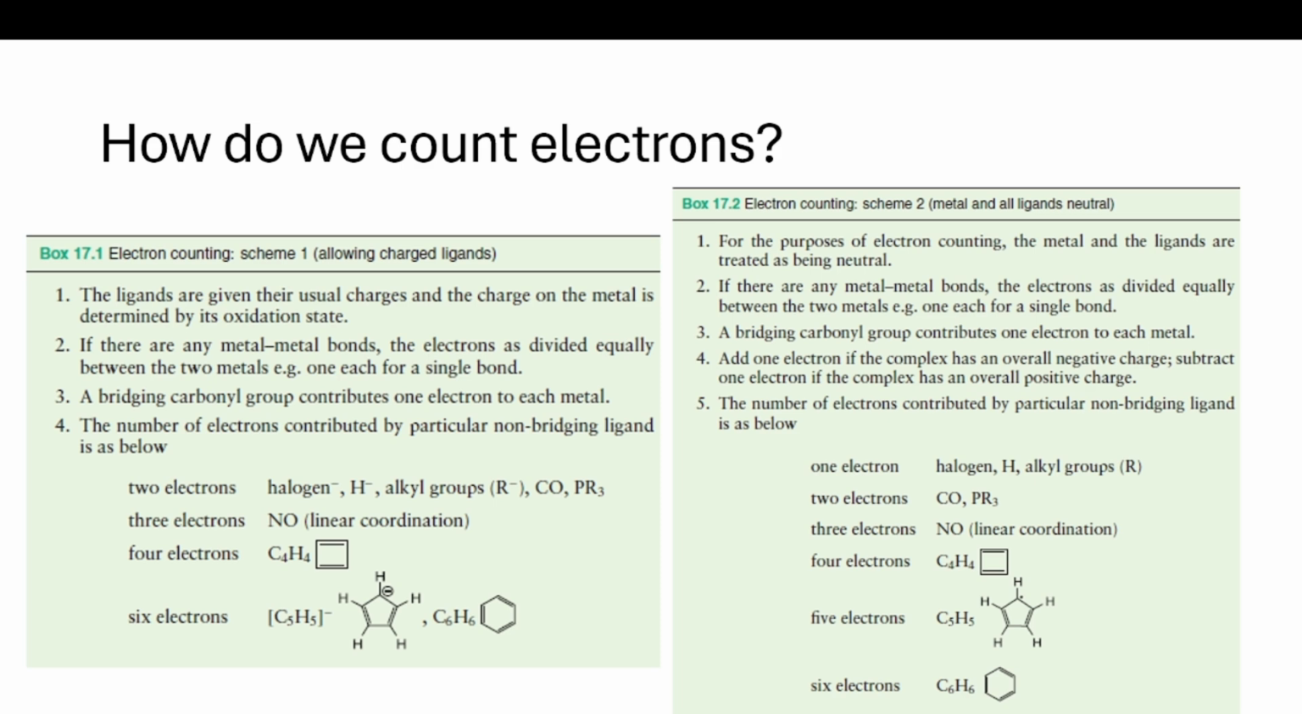And when it comes to counting electrons for determining the stability of an organometallic complex, we can count them in a few different ways. So for example, with charged ligands, we can count benzene as a ligand with 6 electrons. We can do, on the other end, something such as carbon monoxide as a ligand, that's going to be 2 electrons. And by adding up these electrons, we can determine the stability of an organometallic compound.